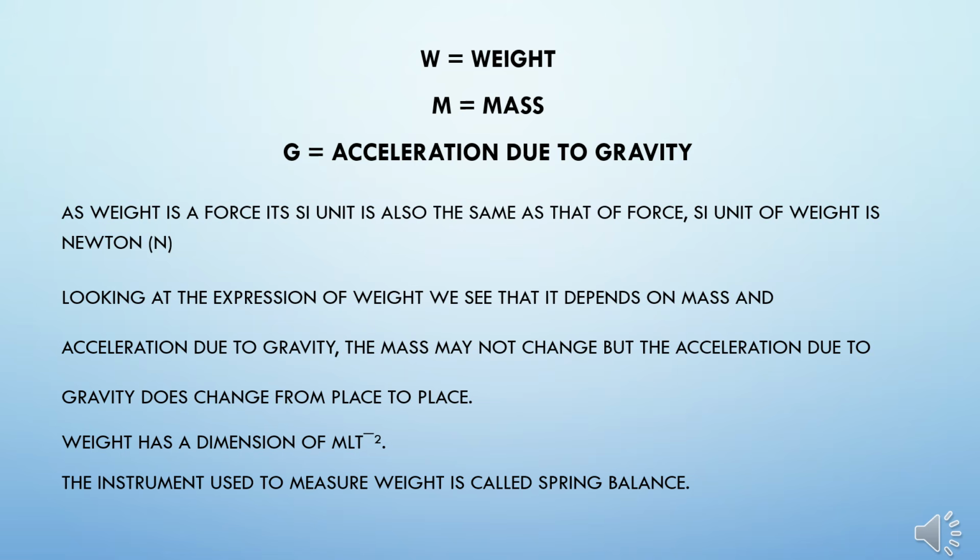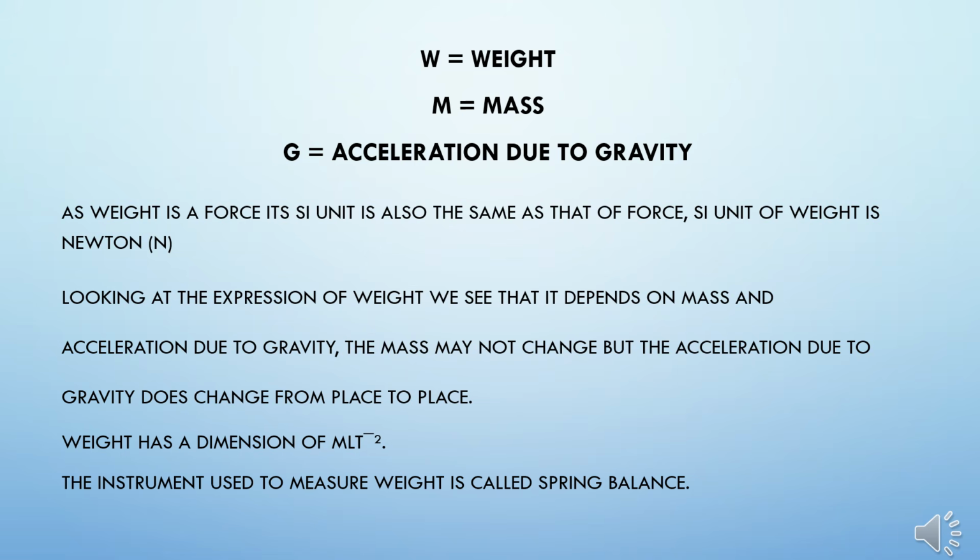Weight also has dimension of capital M, capital L, capital T raised to the power minus 2. And so there is a difference between the dimensions of the two quantities, one being scalar and the other being a vector quantity. Now the instrument used to measure weight is called the spring balance. Spring balance.